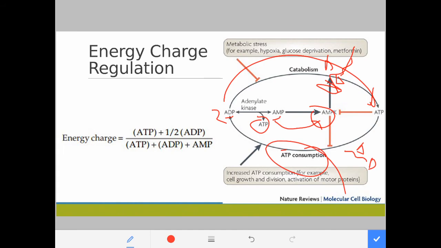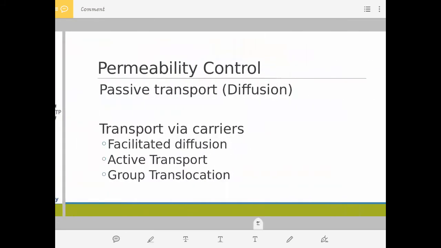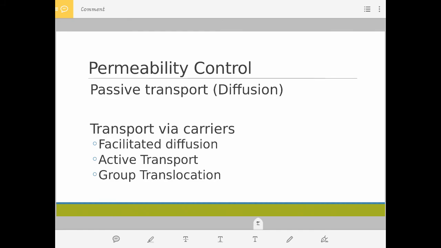So if there's a lot of ATP, ATP inhibits the AMP kinase, and in turn you do not have a signal here, so it will shut off the signal that induces you to produce more ATP. At the same time, it enhances ATP consumption, or the anabolic reactions. So that is energy charge regulation.